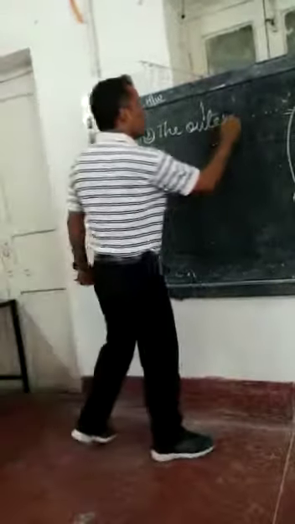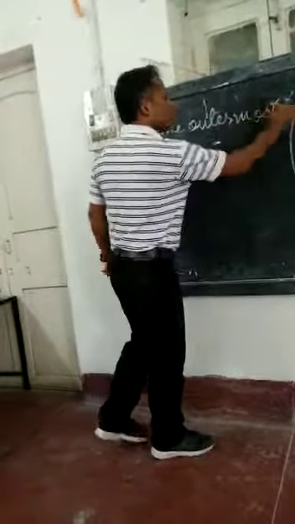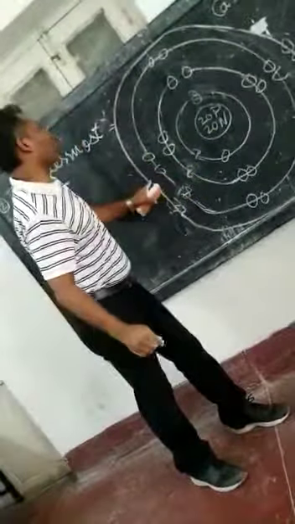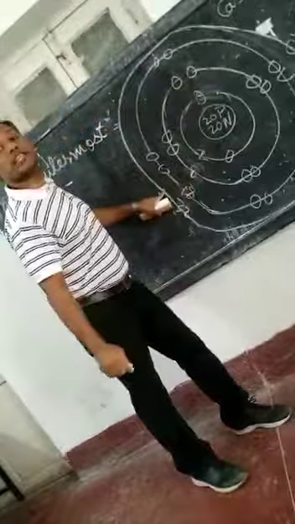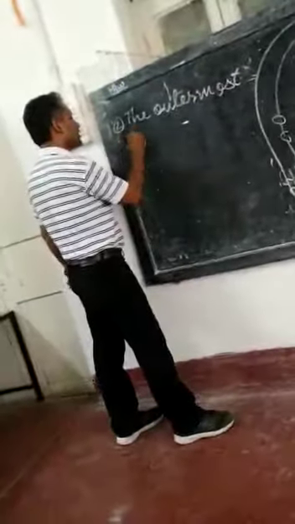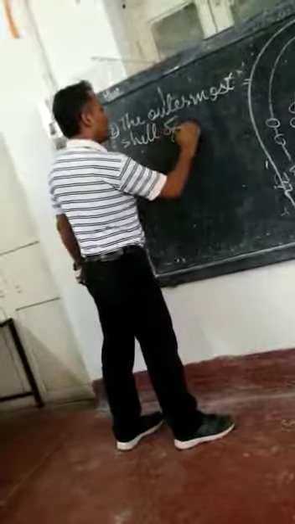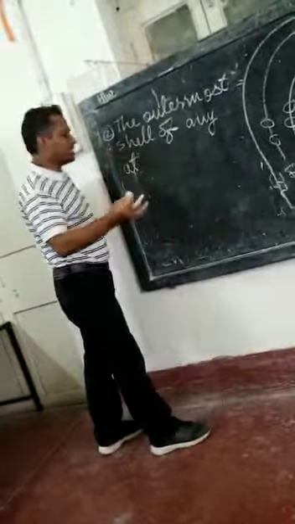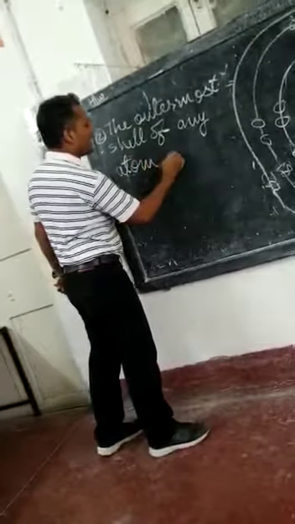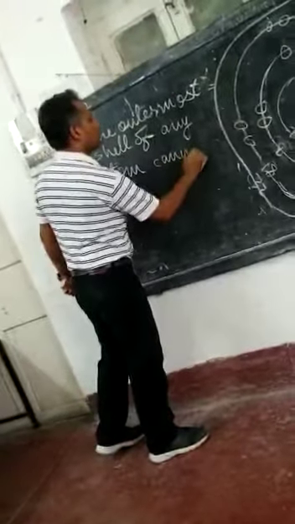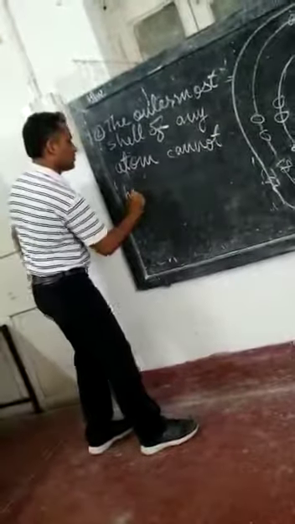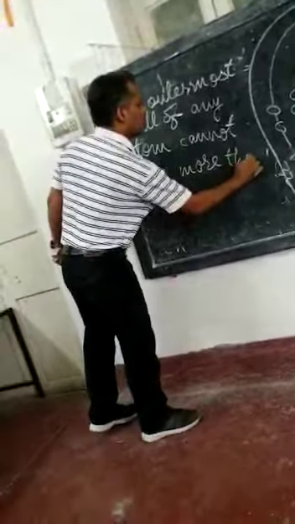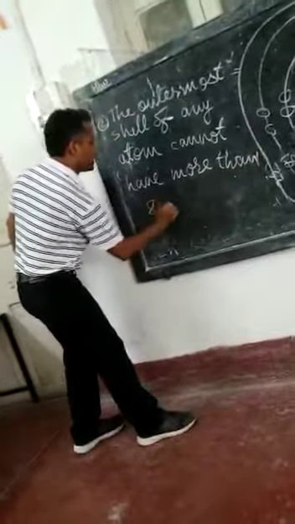Now, if there are 4 shells, here in this case we have 4 shells: 1, 2, 3, 4. So, which is the outermost shell? The 4th shell is the outermost shell. The outermost shell of any atom, whichever atom you take, calcium, sodium, magnesium. So, the outermost shell of any atom cannot have more than 8 electrons.